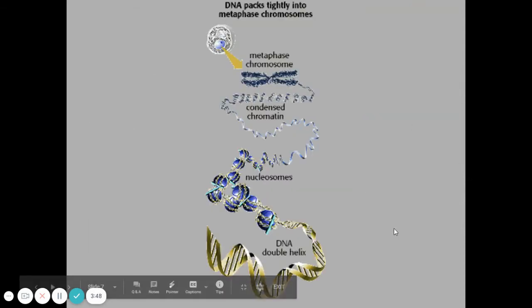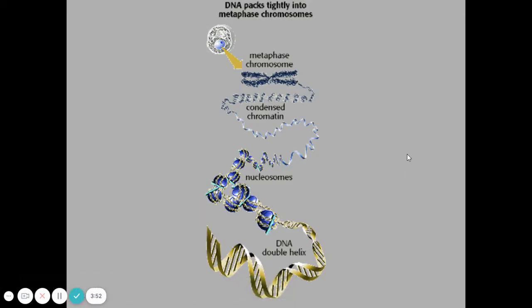Here is a model that helps us understand how that coiling occurs. You can see at the bottom of the model, that golden double helix part of the illustration, where it's just showing the very detailed structure of DNA. And then it starts to coil around these circular structures called histones. And when the DNA coils around the histones, it's called a nucleosome.